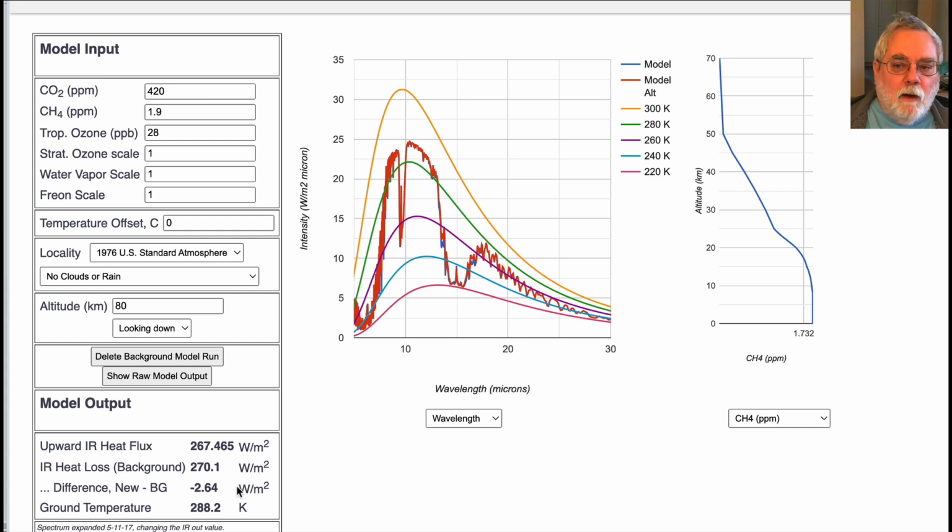The difference in outward heat flux at the top of the atmosphere between pre-industrial times and 2022, the area under the blue jagged curve minus the area under the red jagged curve, is reported here, difference, as negative 2.64 watts per square meter, a reduction in outward heat flux that forces an increase in temperature of Earth's surface and the atmosphere.